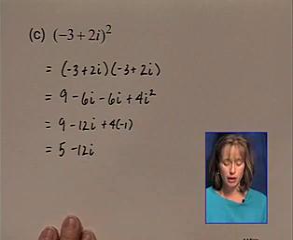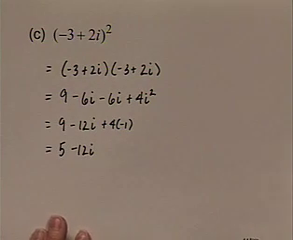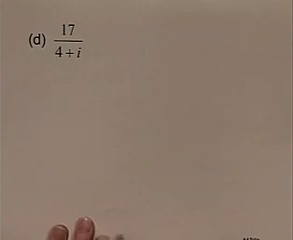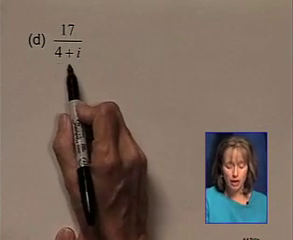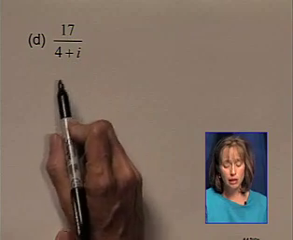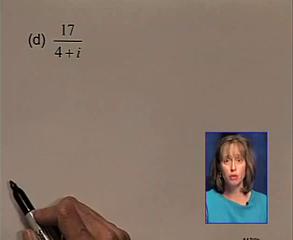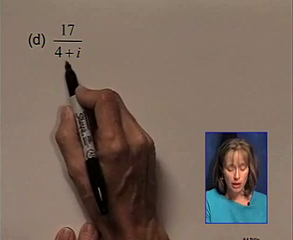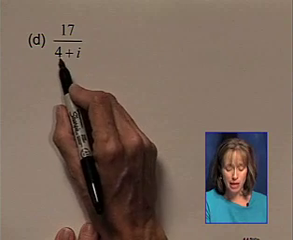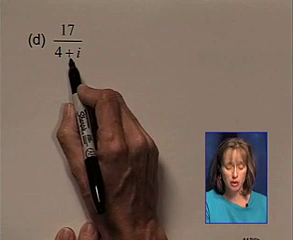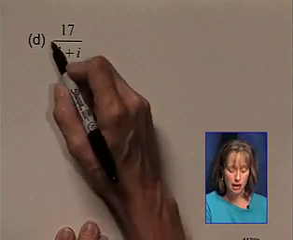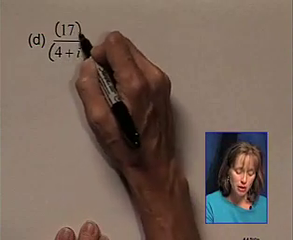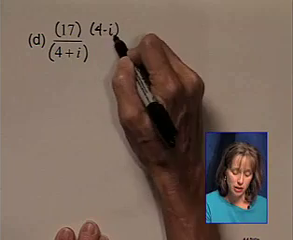Combining those gives me 5 minus 12i. And let's do one more operation on complex numbers, and then we'll check all the ones we did on a calculator. Here I want to divide 17 by 4 plus i. There's a little bit more involved with division of complex numbers. The procedure is to look at the denominator, figure out what its conjugate would be, which has the same terms but opposite sign in the middle, in this case 4 minus i, and multiply the numerator and denominator by that conjugate.